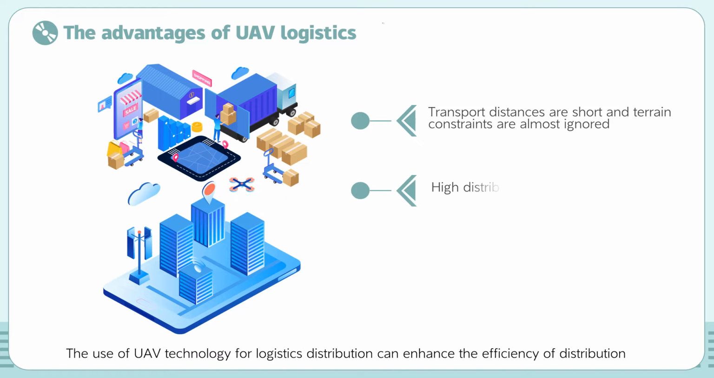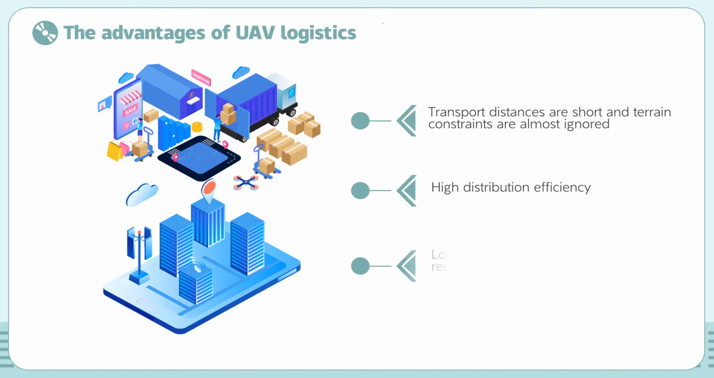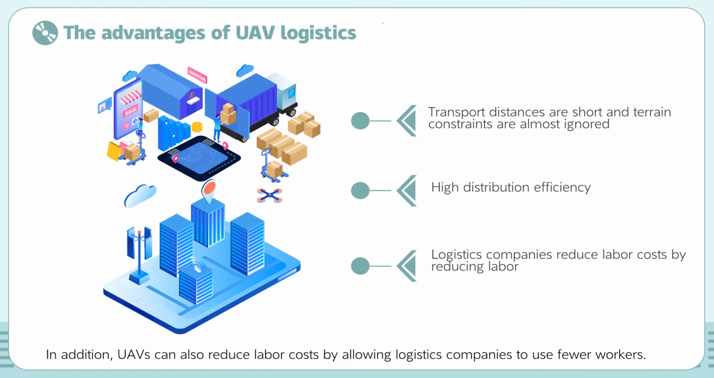The use of UAV technology for logistics distribution can enhance the efficiency of distribution. In addition, UAVs can also reduce labor costs by allowing logistics companies to use fewer workers.